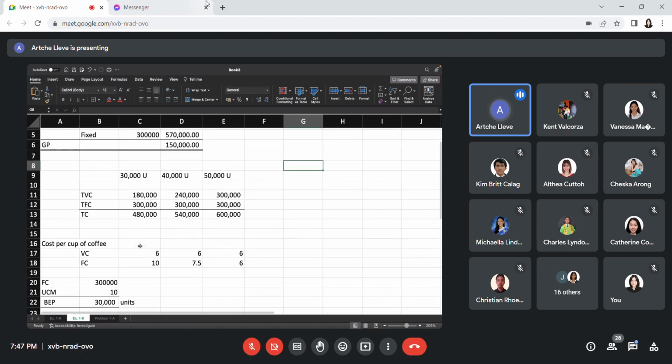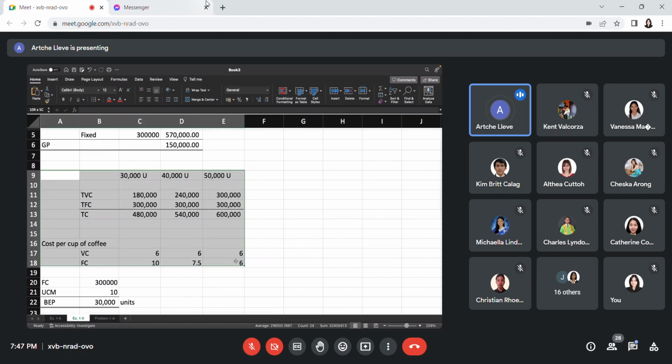First is let's have the table. First column, you have 30,000. So that is how we get the variable cost and fixed cost per cup of coffee. Simply, you have 180,000 on top. Divide it by the number of units, which is 30,000. With that, it will give you 6. Then do the same with fixed cost, 300,000 divided by 30,000. That will give you 10. Then so on and so forth. Okay?